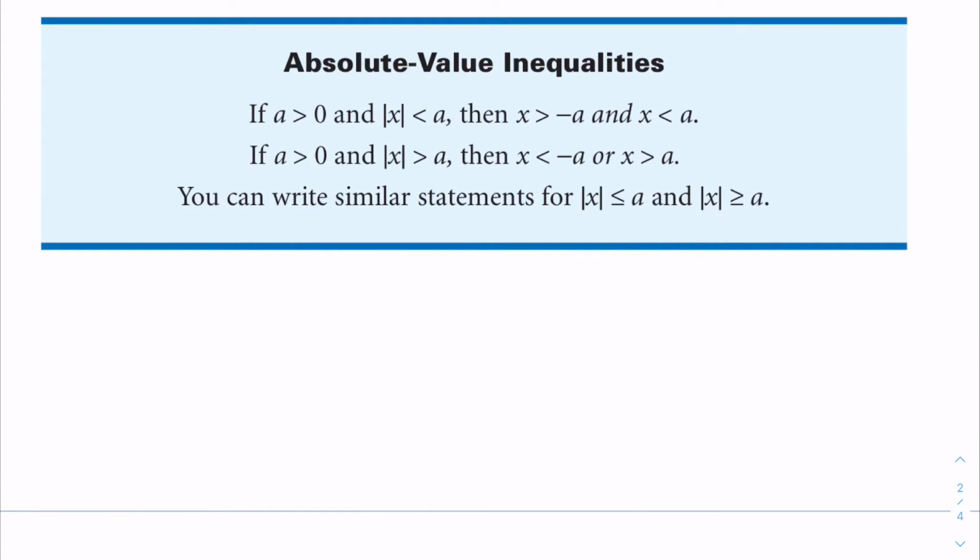For absolute value inequalities, if a is greater than 0 and the absolute value of x is less than a, then x would be greater than negative a and x would be less than a. If a is greater than 0 and the absolute value of x is greater than a, then x would be less than negative a or x would be greater than a. You can write similar statements for the absolute value of x less than or equal to a, and the absolute value of x greater than or equal to a.